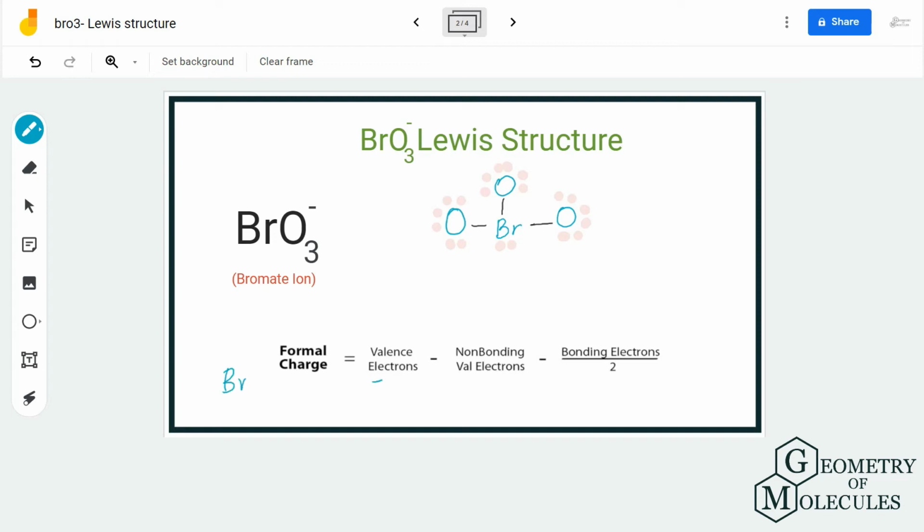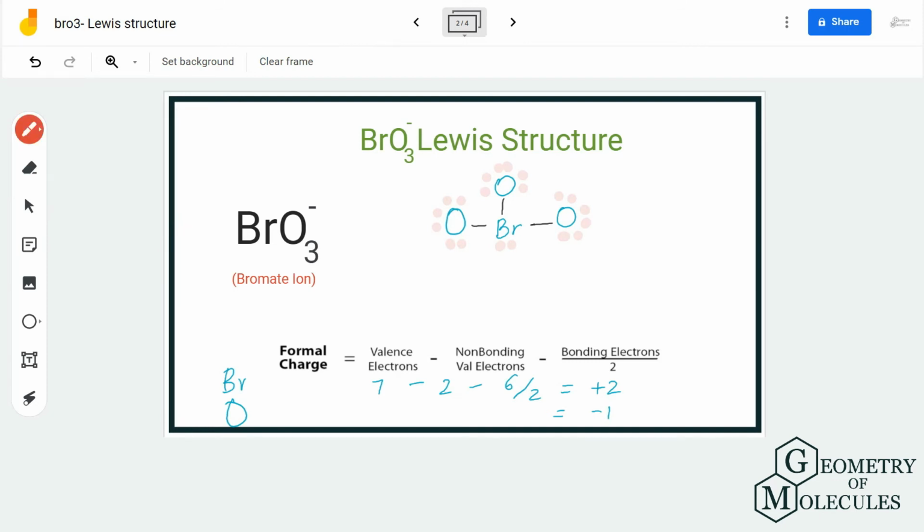structure. So here bromine has a total number of valence electrons 7, and we are going to subtract the non-bonding valence electrons, which is 2, and the bonding electrons is 6. So using this formula we can calculate the formal charges for bromine and oxygen. Doing that, we will get a formal charge of +2 for bromine, and for oxygen it would be -1. So you can either use this formula, or you can also check out our formal charge calculator linked in the description box below to calculate the formal charges.